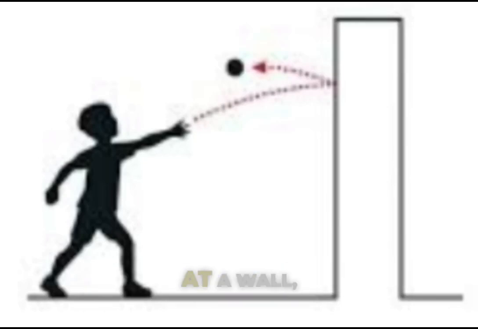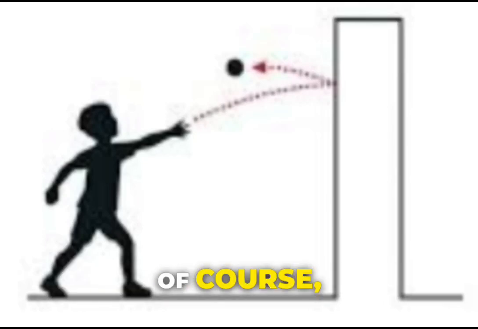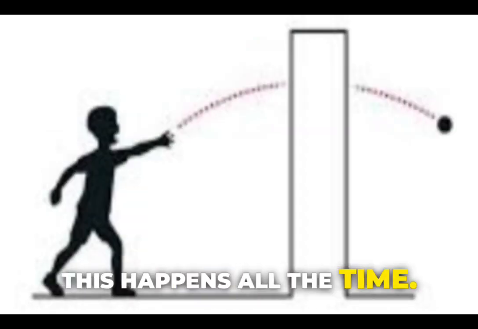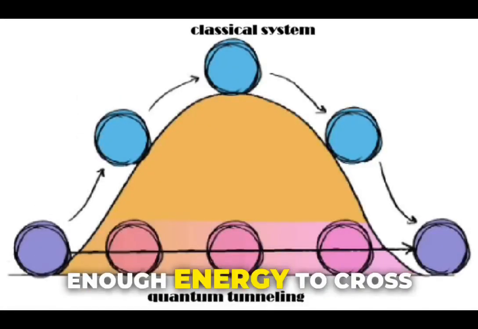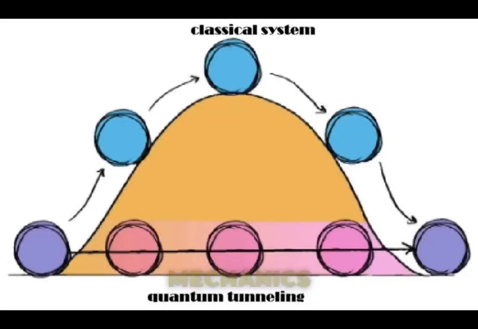If you throw a small object at a wall, you would expect it to bounce back and not go through the wall, unless of course it was a bullet. But in quantum mechanics, this happens all the time. In our day-to-day life, if an object doesn't have enough energy to cross a barrier, it won't cross it. But in quantum mechanics, it can simply tunnel through the barrier.